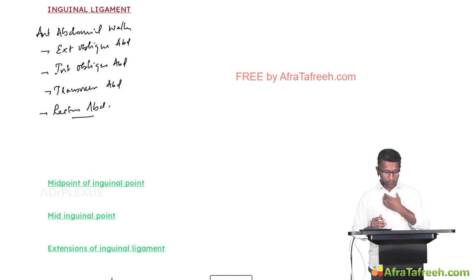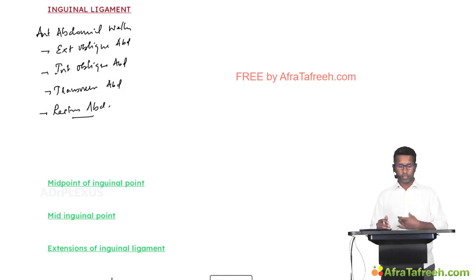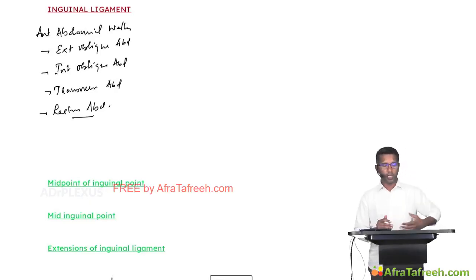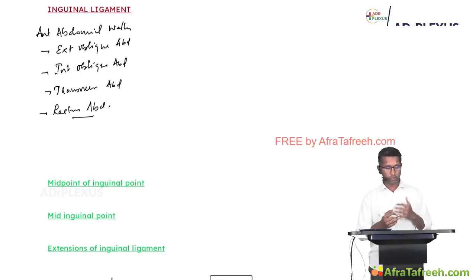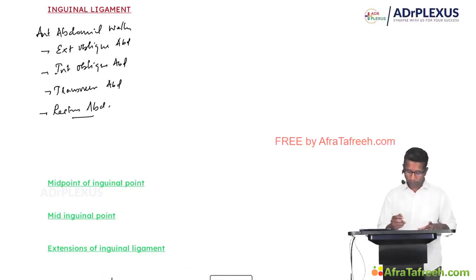The rectus abdominis muscle occupies the center portion of your body, and all the other three muscles, the obliques, are from the sides. They run from the posterior to the lateral aspect of your body. You should know at least the origin and insertion of the external oblique abdominis muscle, so that you can understand the inguinal ligament clearly.